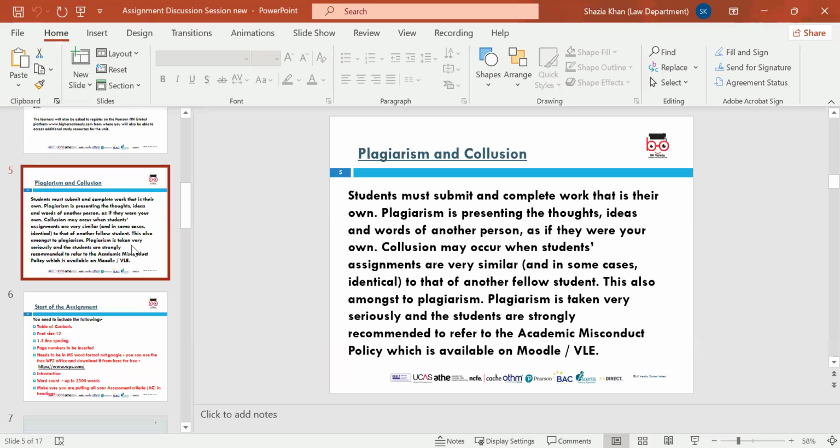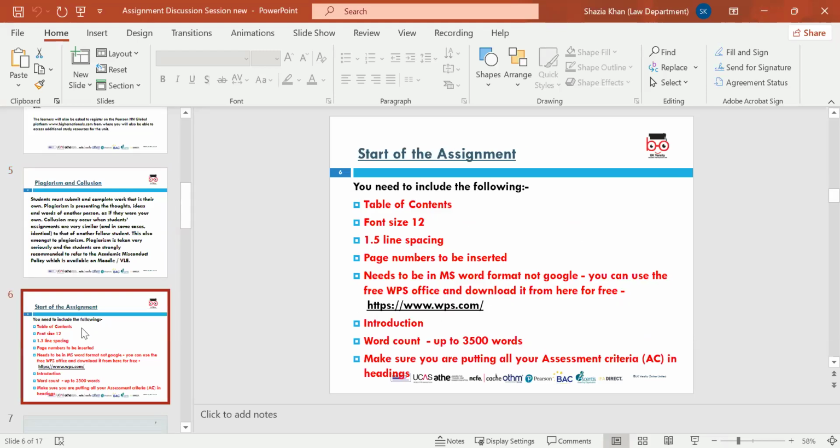Plagiarism is taken very, very seriously when it comes to identifying if students have cheated or copied anyone else's assignments. It's also available on Moodle for you, which is the VLE, the virtual learning environment.